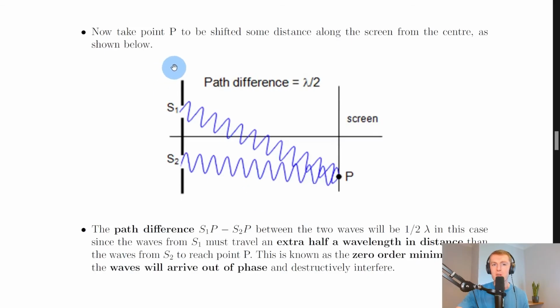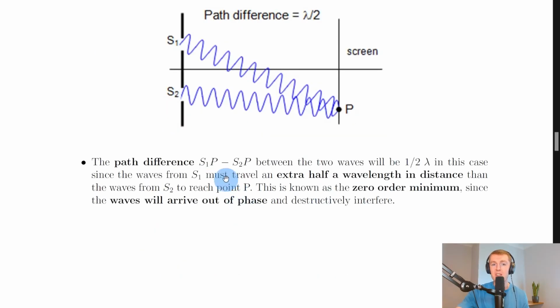Moving on, it says now take point P to be shifted some distance along the screen from the centre as shown below. So this time point P is not directly in the middle between the two sources, it's been moved down the screen nearer source S2. So that means that the waves from source S2 are travelling a shorter distance to get to point P than the waves from source S1, and this means that the path difference, i.e. the difference between the distance travelled by both of these waves, is not going to be 0 this time.